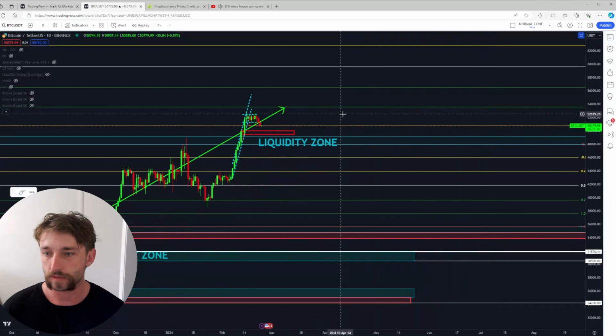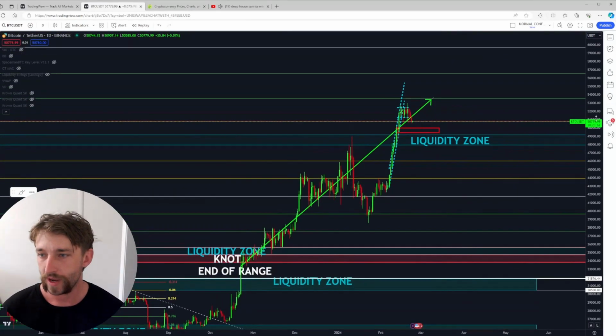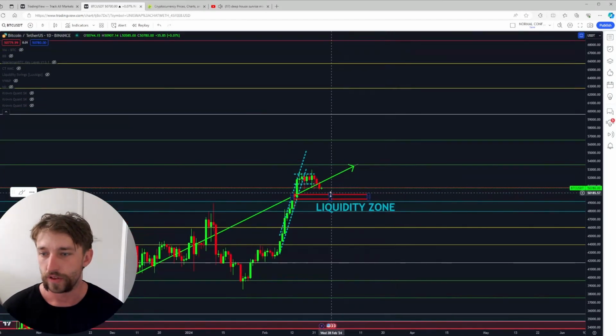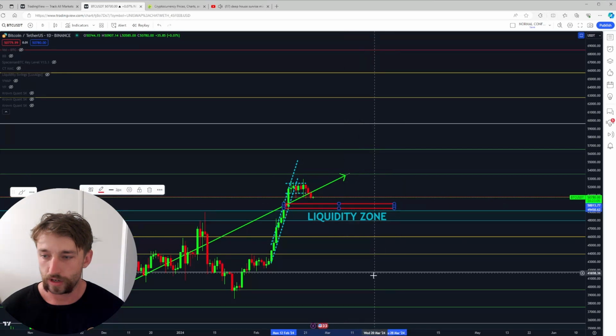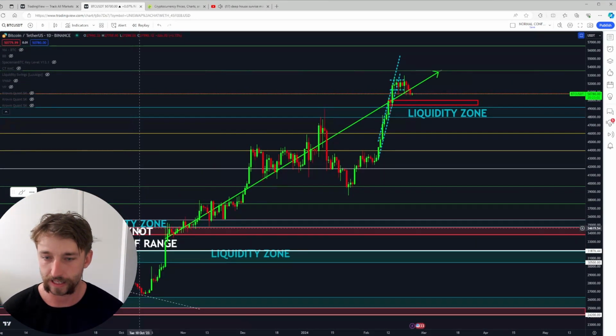Now, what's going on right now? We had price enter into the new range. The price is basically on the red there. So it had a little bit of a knot coming in. This little square box, a little bit of a knot. You remember the old knot? Basically, the liquidity zone didn't really even get hit there.